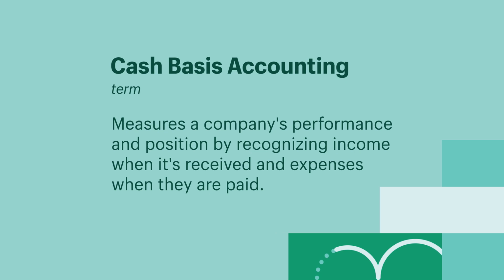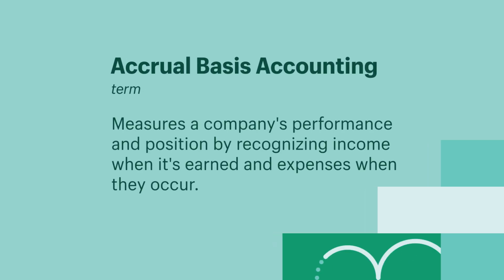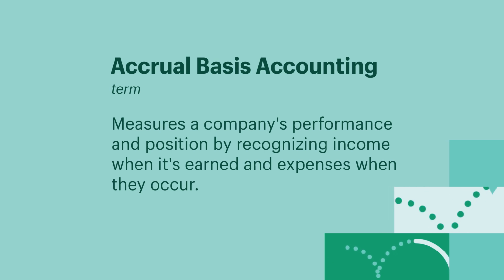There are two methods of accounting. The first is called cash basis accounting. And cash basis recognizes income when it's received and recognizes expenses when they're paid. The second is called accrual basis accounting. And this recognizes income when it's earned and recognizes expenses when they occur.